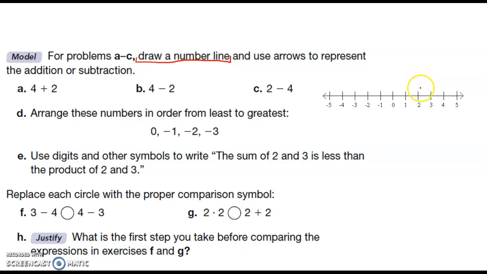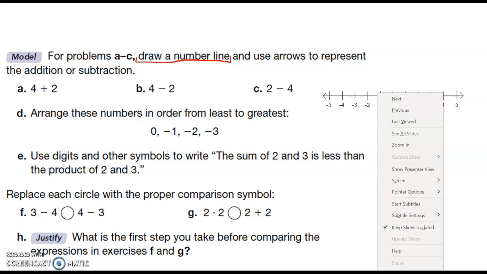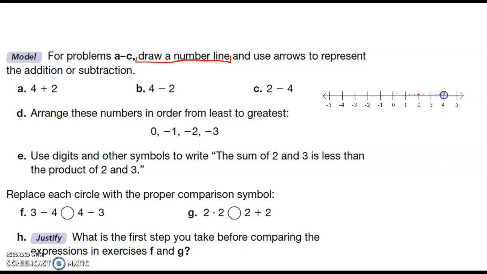So A says 4 plus 2, so I start at 0, I go to 4, and then it says plus 2, so plus is going to be this way, and minus is going to be that way, so I go 1, and then 1 more, which is to 6. So that is my answer, so this equals 6.